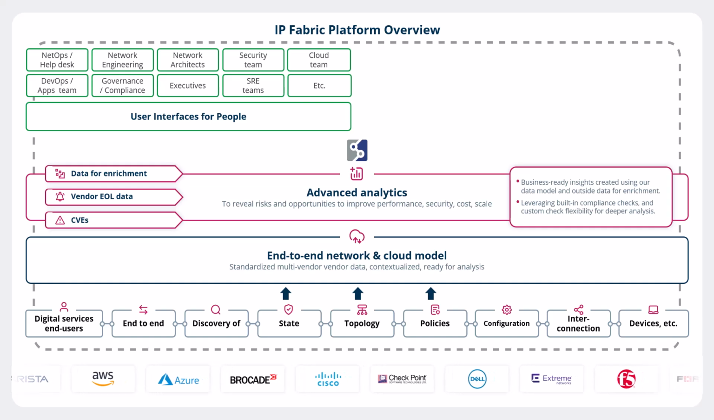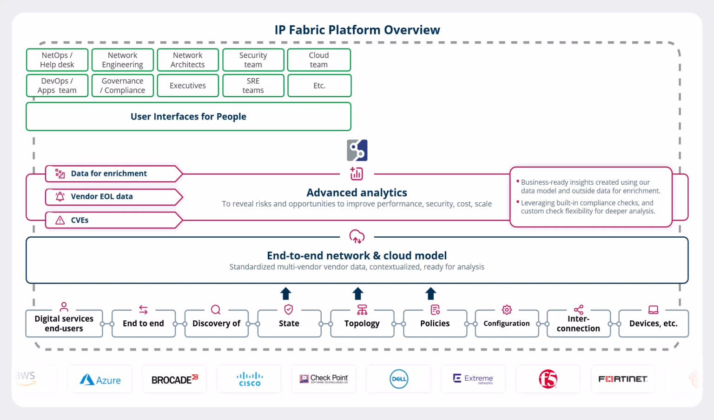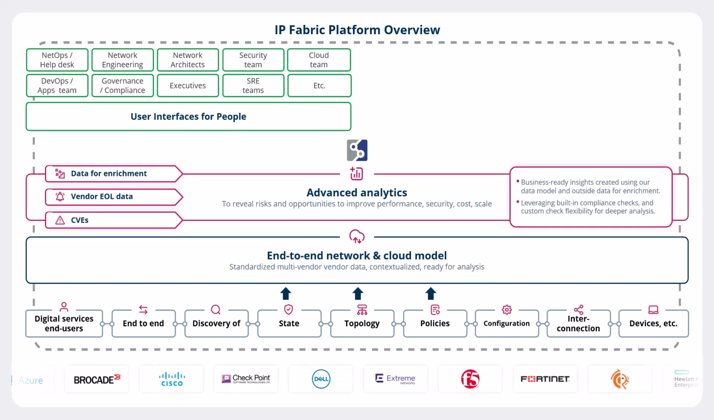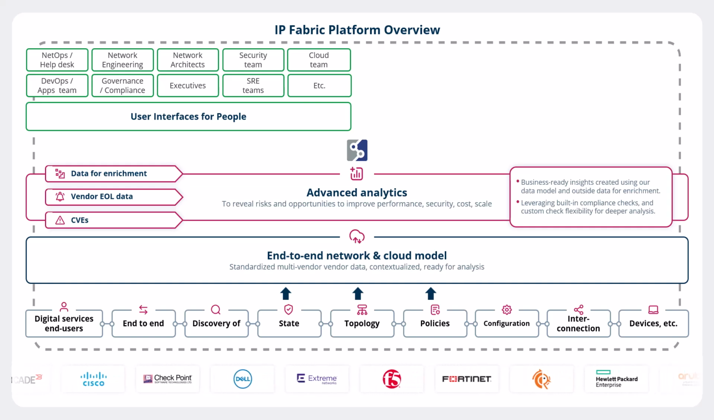Does the security team need to know if anything's bypassing required firewalls? Well, the chatbot can easily let them know. So IP Fabric empowers other teams to self-serve while freeing the network operations teams from answering unnecessary tickets.